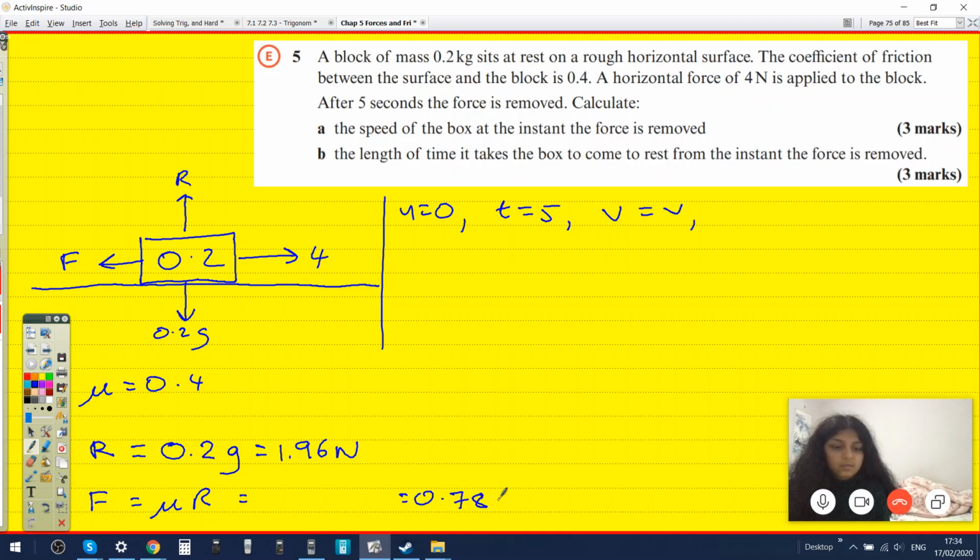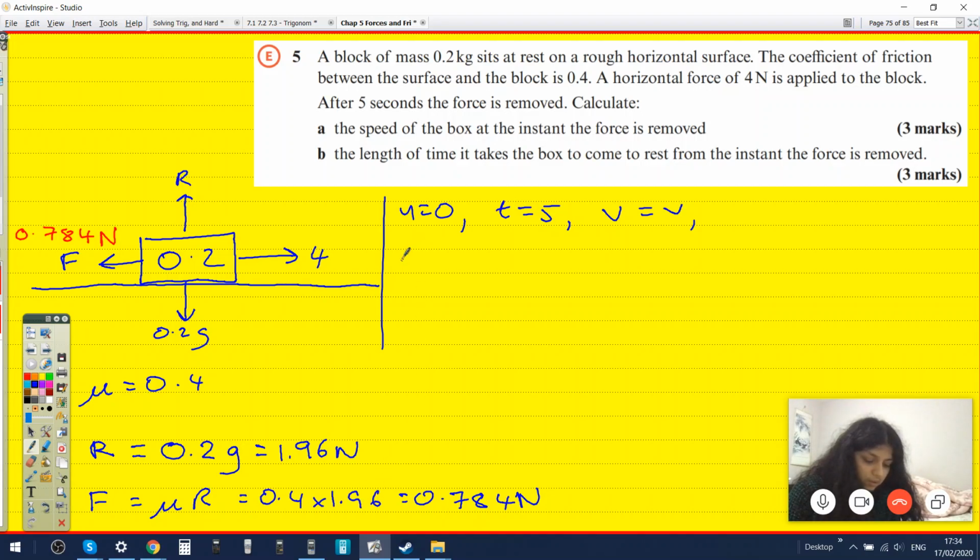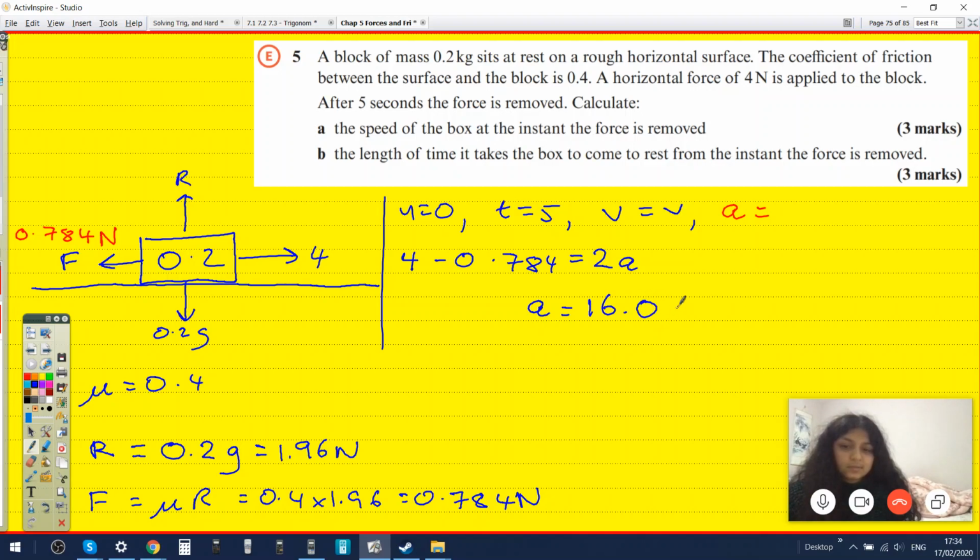Since you know a lot of forces, you can do sum of F equals ma to find A. So you can do 4 minus 0.784 is equal to 0.2A. I got A is equal to 16.08. That seems really big. Is it exactly 16.08? Yeah, it's exactly 16.08.